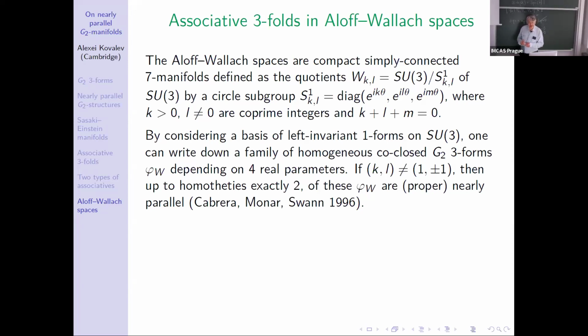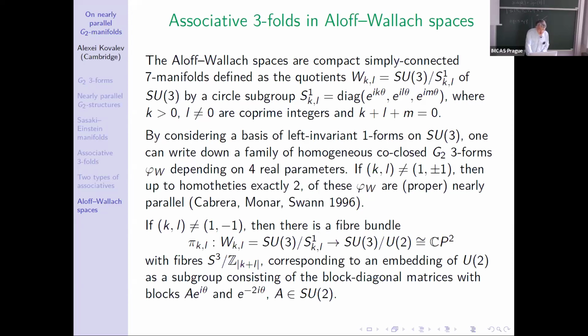Turns out that for a generic choice of K and L, there are, up to homotheties, exactly 2 genuinely different choices of parameters, so that we can put proper nearly parallel G2 structures on Aloff-Wallach space. So recall, proper means that the cone on this manifold has full holonomy Spin(7). This statement I just said is in fact a result found in a paper of Cabrera, Monar, and Swann in 1996.